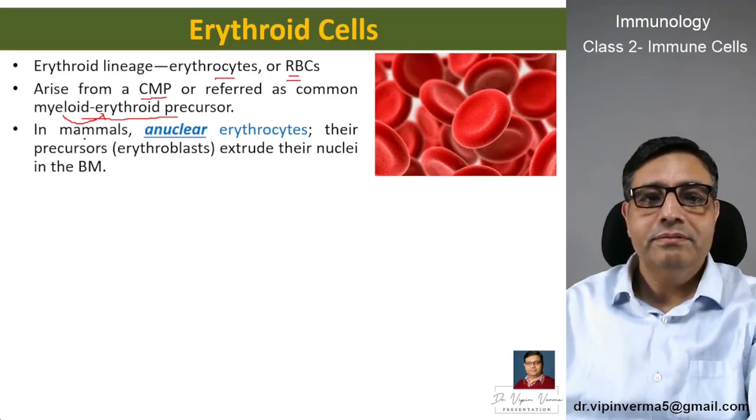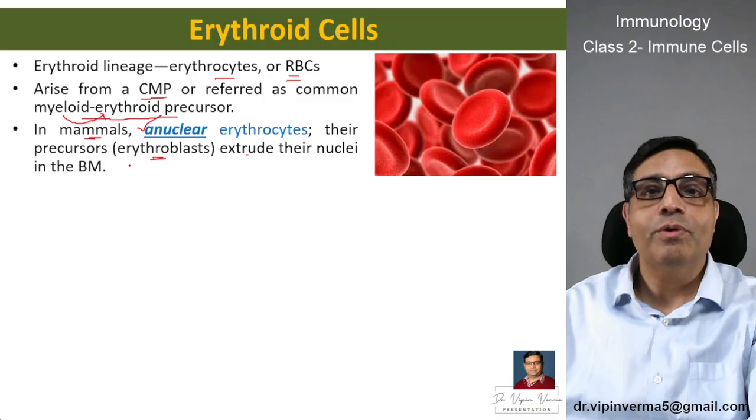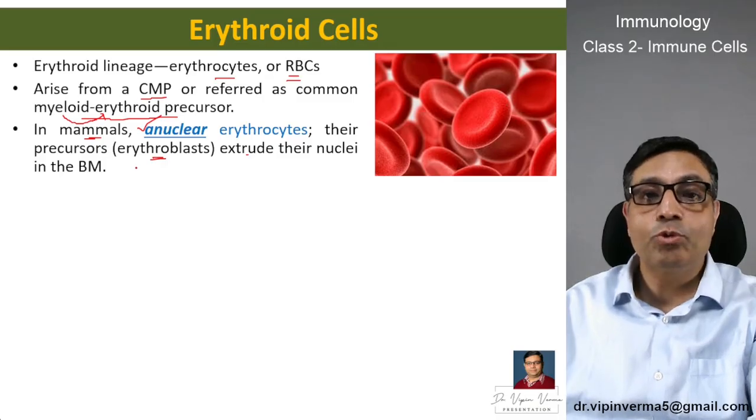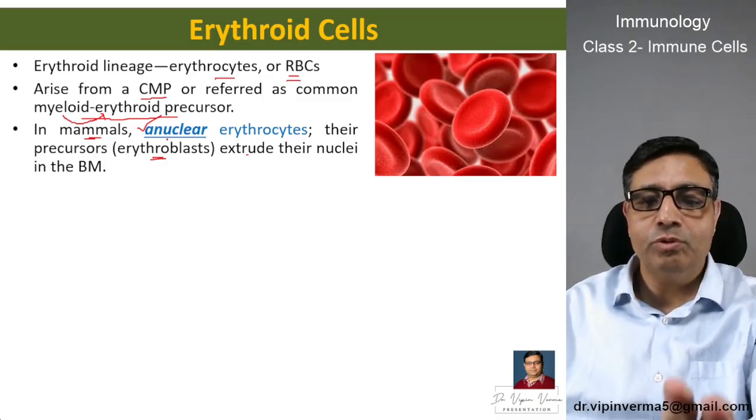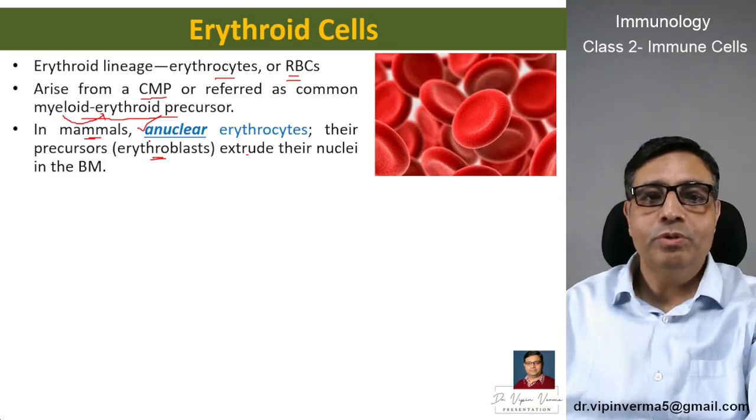In mammals, they are anuclear. That means they lose their nucleus. So erythroblast is the precursor which extrudes its nucleus in the bone marrow. Extrude means they simply squeeze out the nucleus into the bone marrow. So they become the anuclear cells, and that is the case in mammals.